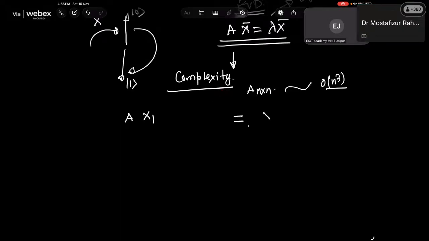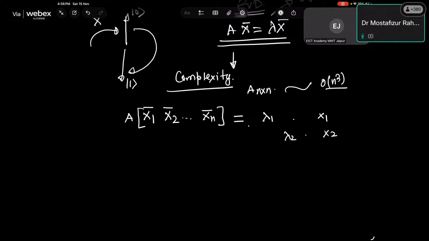Suppose this is equal to lambda 1 x1, right? So there is a multiplication only. Then I do a multiplication with x2, another eigenvector, and I am getting another scalar, lambda 2 times x2, for example. And so on. I find n number of eigenvectors, and I find a scalar lambda n times xn.